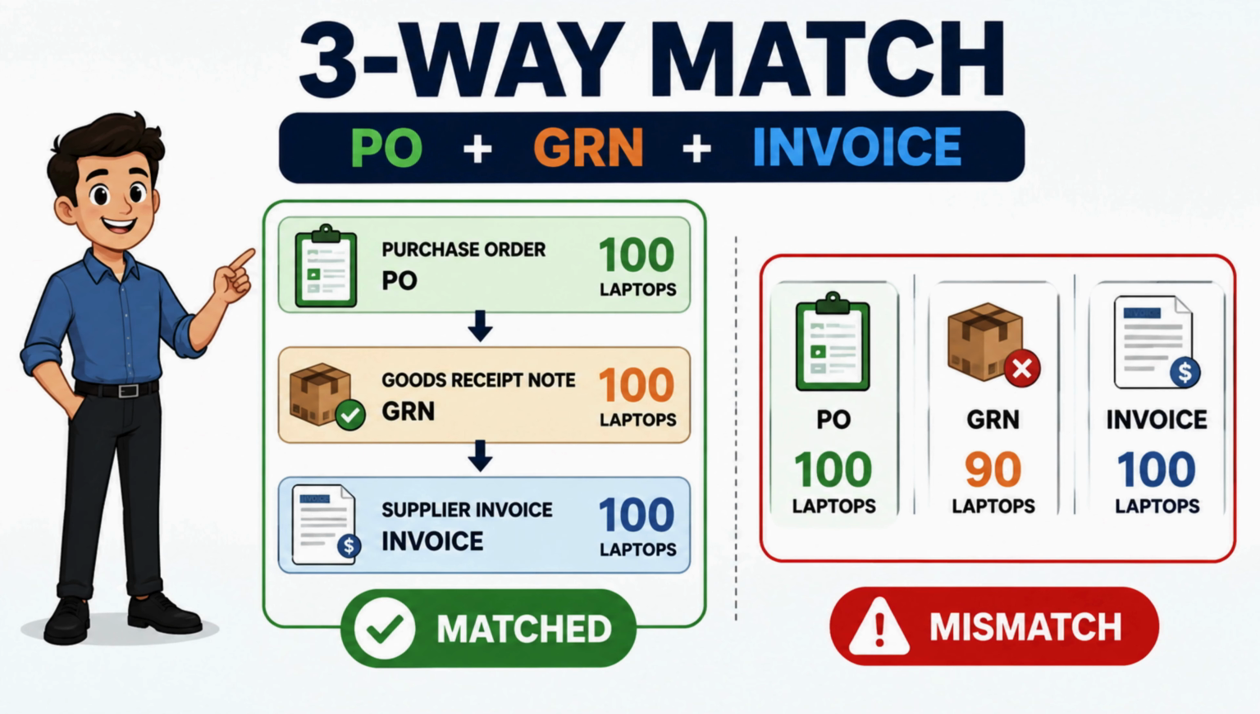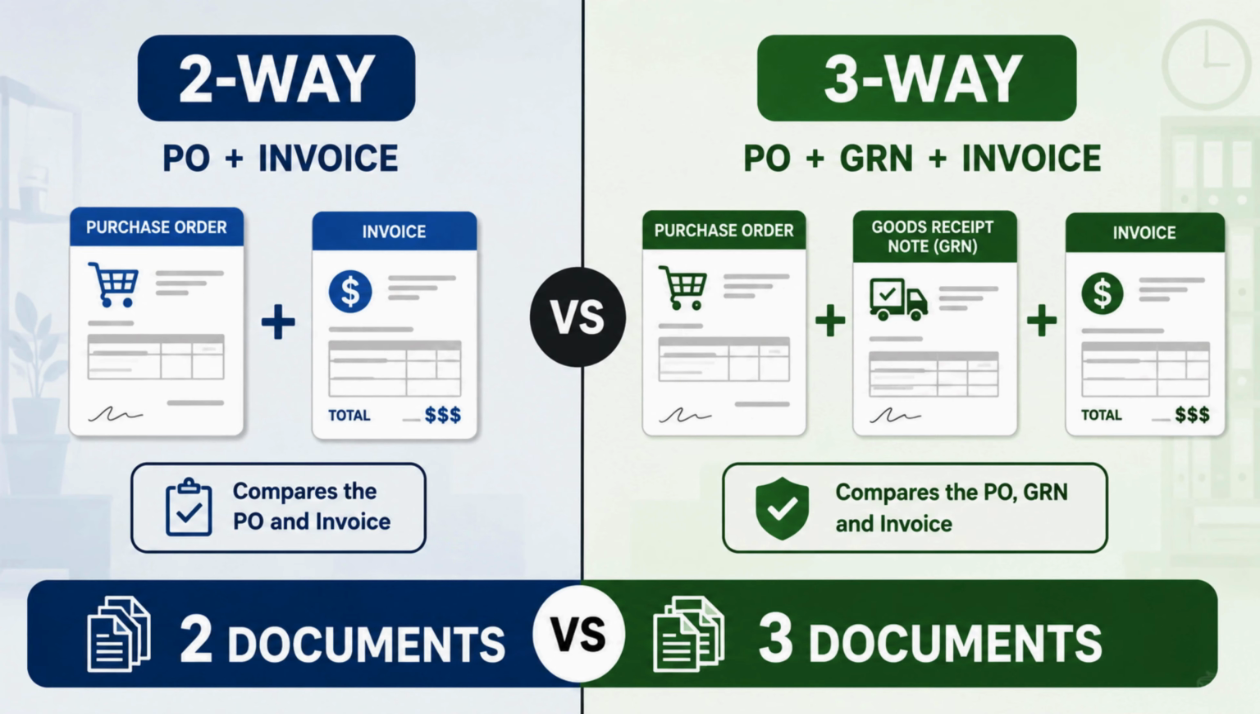Question 10. Difference between two-way and three-way matching. The difference is simple. Two-way matching compares the PO and invoice. Three-way matching compares the PO, GRN, and invoice. Three-way matching provides an additional check that the goods or services were actually received.